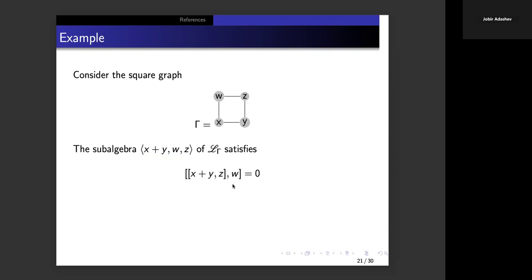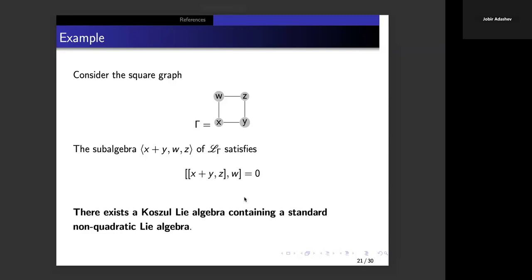It is not hard to see that the subalgebra generated by these three elements satisfies a relation which is clearly not of degree 2. And it is not hard to see that this relation here doesn't come from any degree 2 relation of the subalgebra. It comes from some relation of degree 2 in the Lie algebra, but not of the subalgebra. So we have found an example of a quadratic Lie algebra, the right-angled Artin Lie algebra, that contains a standard but not quadratic subalgebra.